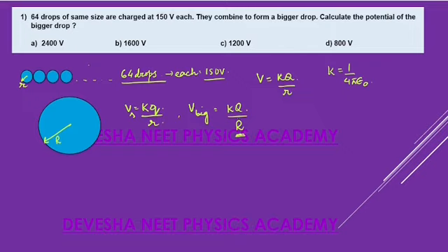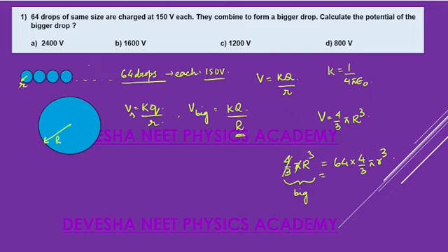So let's first find the radius of the bigger drop, which is formed by merging all these small 64 drops. The volume has to be the same. The volume of a sphere is 4 by 3 pi r cube. So the volume of the bigger sphere, 4 by 3 pi R cube, is equal to 64 times the volume of the small sphere, 64 times 4 by 3 pi r cube. So 4 by 3 pi gets cut on both sides, which means R cube is equal to 64 r cube, so R is equal to 4r.